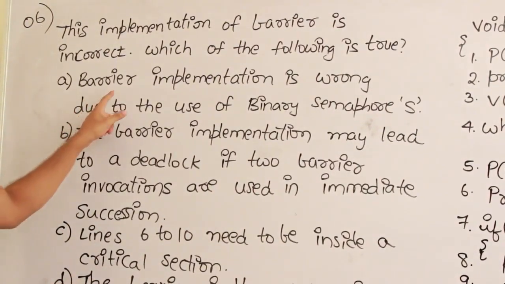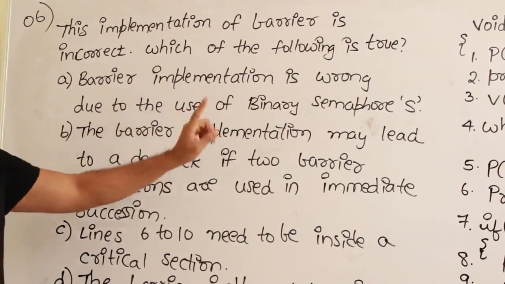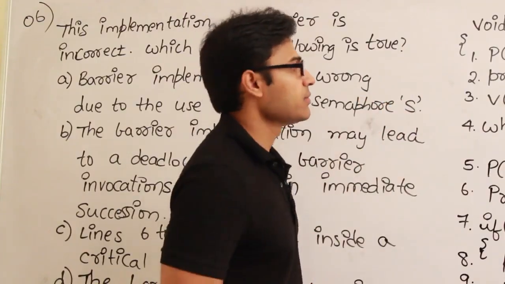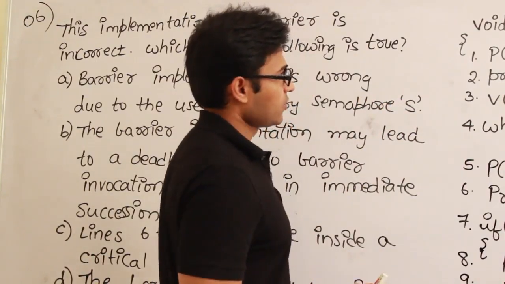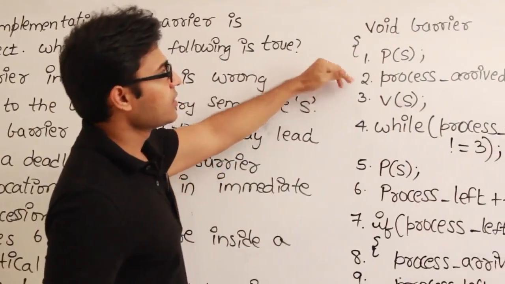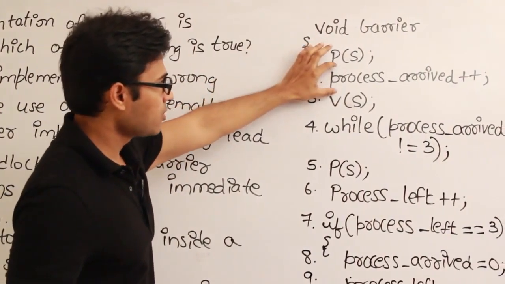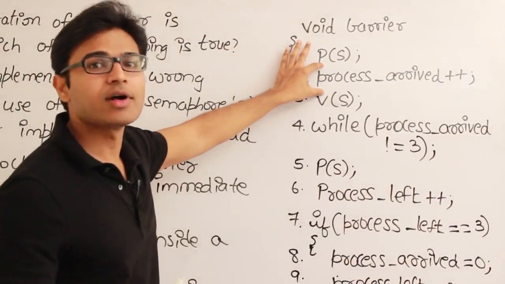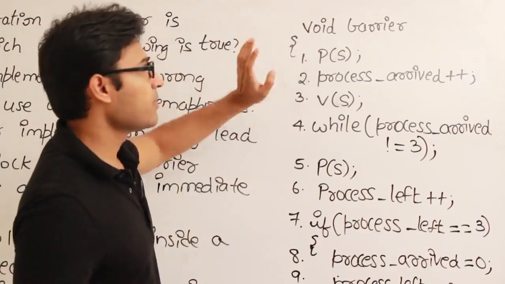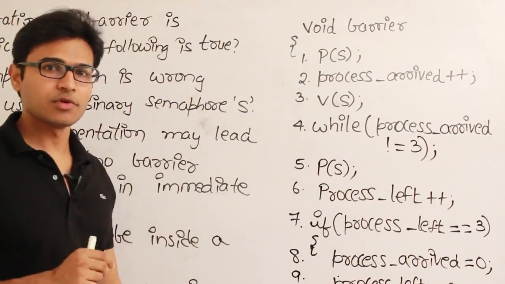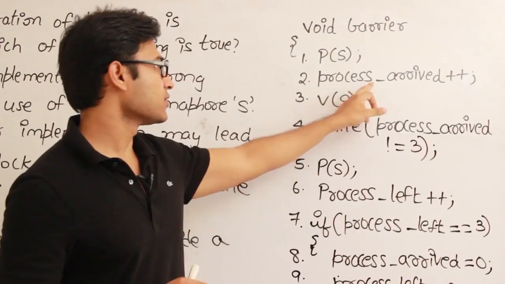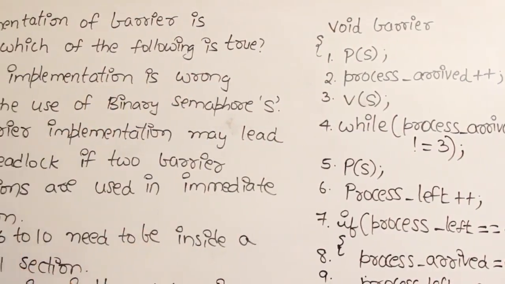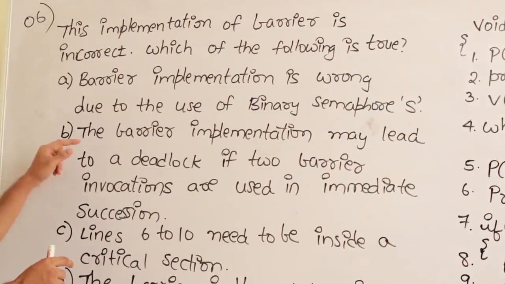Watch it. They are saying that barrier implementation is wrong due to the use of binary semaphores, which means they are asking that instead of using these binary semaphores, you could have used counting semaphores. I don't see any difference. Even if you use counting semaphores or binary semaphores, I think here the correct one is binary semaphore itself, because we should not let more than one process access a shared variable at the same time, because there will be inconsistencies. So actually using the binary semaphores here is right. If you use counting semaphores, simultaneously many processes will try to access this process arrived, and there will be inconsistency there. That is not the option, right? Mutex is the correct approach there. Binary semaphores is the correct approach.